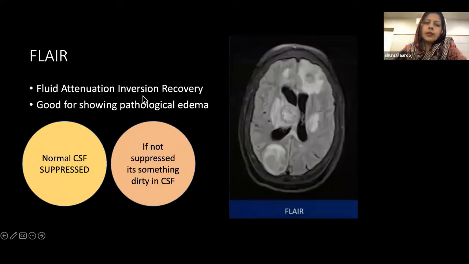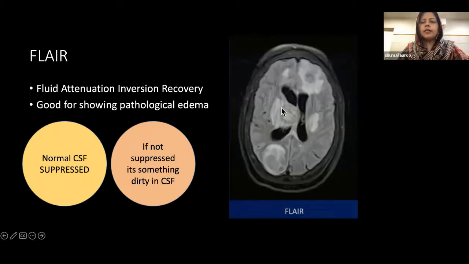FLAIR images are also very important. FLAIR stands for fluid attenuated inversion recovery. It's a T2 weighted sequence in which the gray matter becomes white and the white matter becomes gray, but the CSF, unlike T2, becomes black. So anything showing pathological edema will not suppress on FLAIR images. For example, in this case you can see multiple areas of FLAIR hyperintensity in the left frontal lobe, the right occipital lobe, the basal ganglia region and the thalamic region. This is not suppressing. This is not normal fluid. This is pathological edema, which is why it appears hyperintense on FLAIR. So FLAIR is a very good sequence for showing pathological edema.